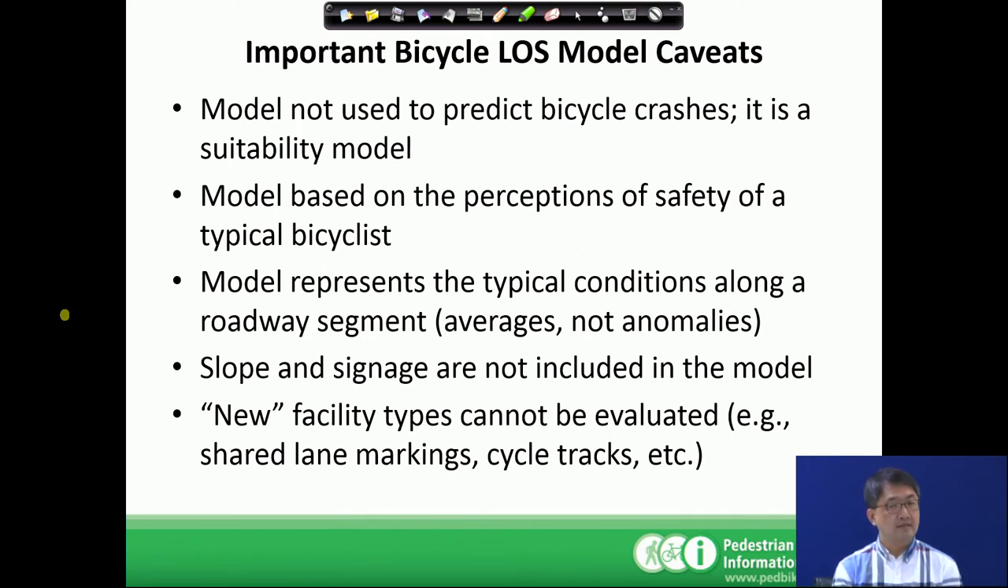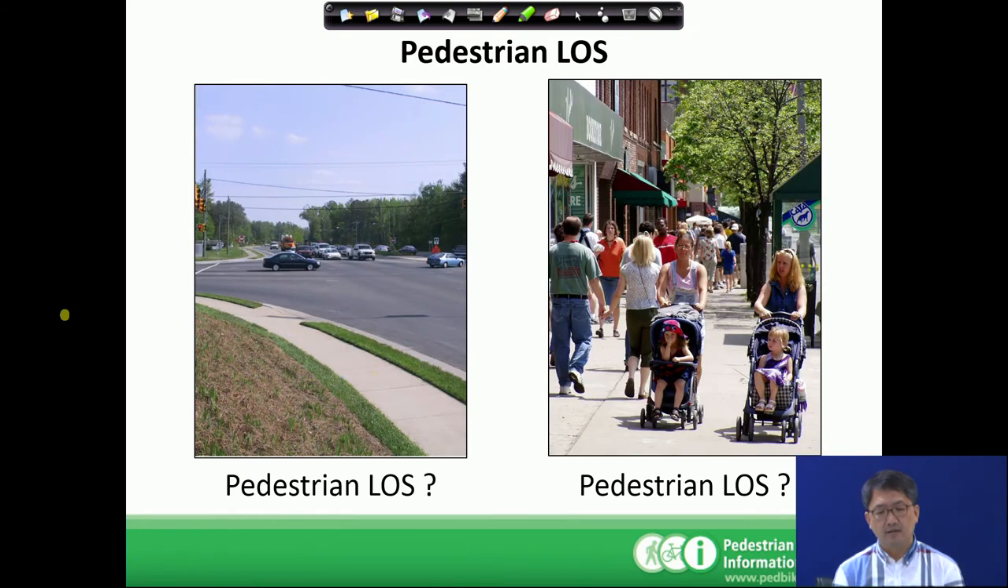So better signage might help. Slope, downhill, is probably not good for a bicyclist. And new facility types cannot be evaluated. Shared markings, lane markings or cycle tracks are not used for developing these models. So it's only for currently existing facilities. Maybe this will help to understand that having some better simulation model can actually evaluate these. And obviously the challenge is how do we model behavior of bicyclists and pedestrians, and especially their interactions with the cars is also challenging. But more data could help to develop the model and calibrate the model as well.